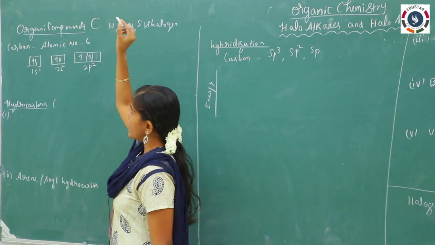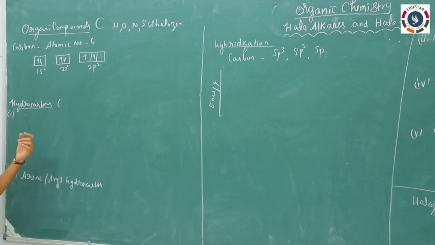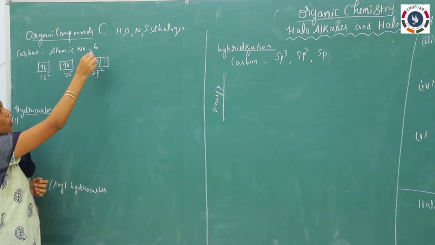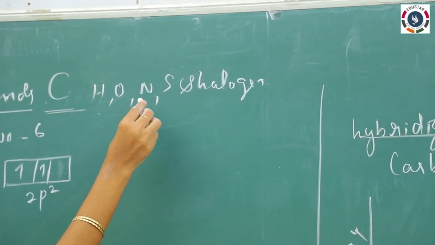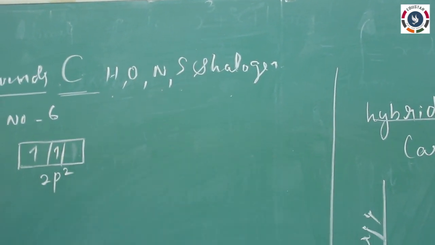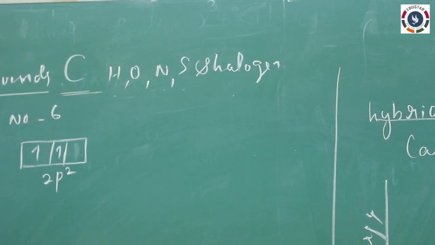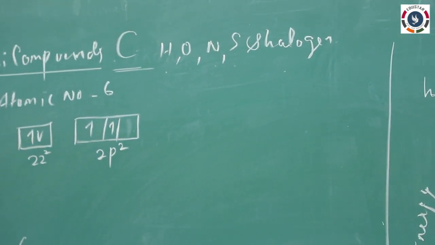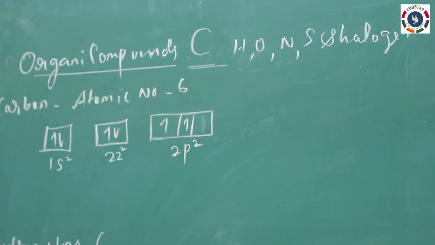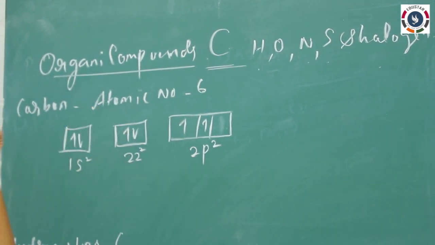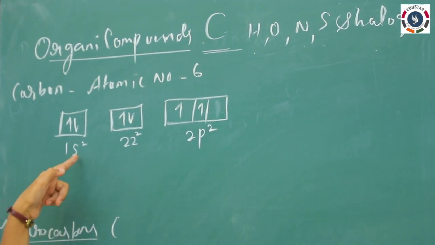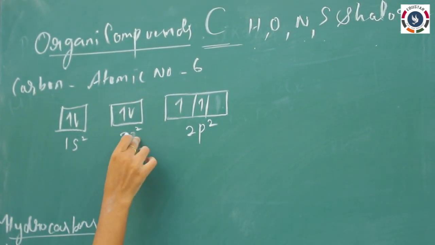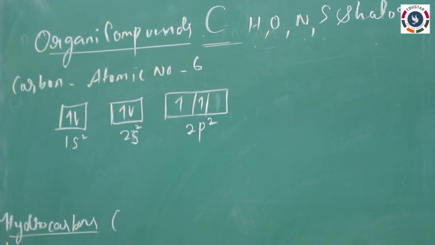So what is an organic compound? Organic compounds are the compounds in which carbon is the main hero, along with it hydrogen, oxygen, nitrogen, sulfur and halogens are also present in some small quantities. What is the atomic number of carbon? That is 6. Electronic configuration of carbon is 1s2, 2s2 and 2p2, right.